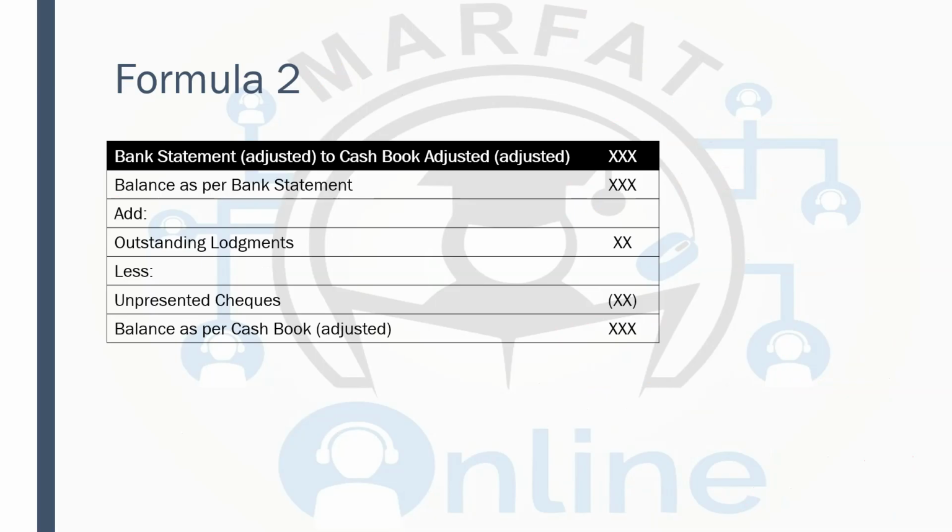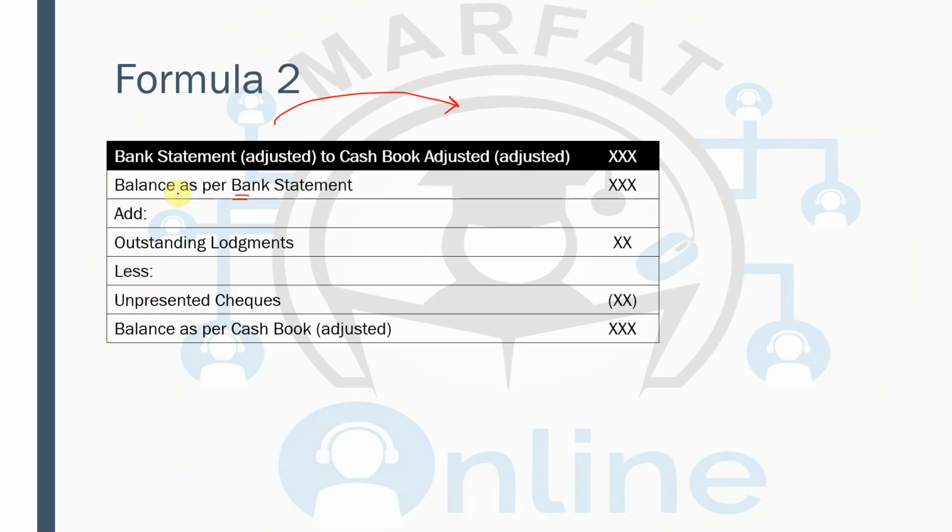The formula number 2 is going from the bank statement balance to the cash book balance, and both are adjusted. So you take the balance as per bank statement, and now remember, what were the outstanding lodgements? Outstanding lodgements is you have been given a check from your customer, you have added that thing to your cash book, and you have submitted that thing in the bank, but the check is not yet cleared. So it is being shown in the cash book but not in the bank statement. Unpresented checks are being deducted from the cash book and you have given it to your supplier, but they have not yet taken it to the bank, so it is not being shown within the bank statement.